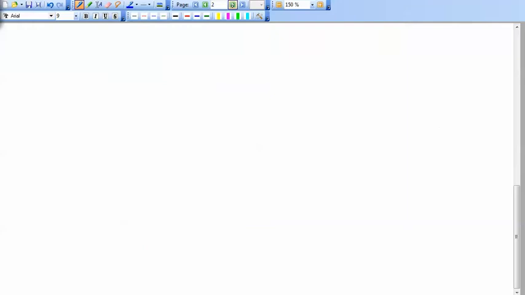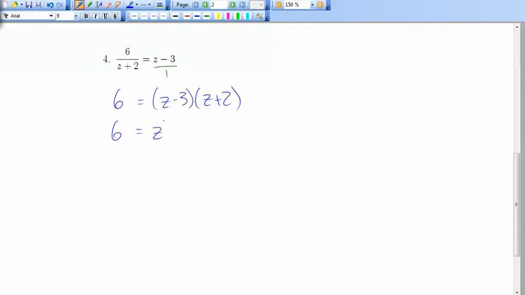Now, let's move on to another example. We've seen that we've got linear equations. Let's take a look at question number 4 here. Again, we have this little trick that since the right-hand side is not a fraction, let's make it 1 by putting it over 1. And when we do the cross multiplication, we get 6 is equal to z minus 3 times z plus 2. So we're going to end up with a quadratic equation this time. I'll distribute everything out.